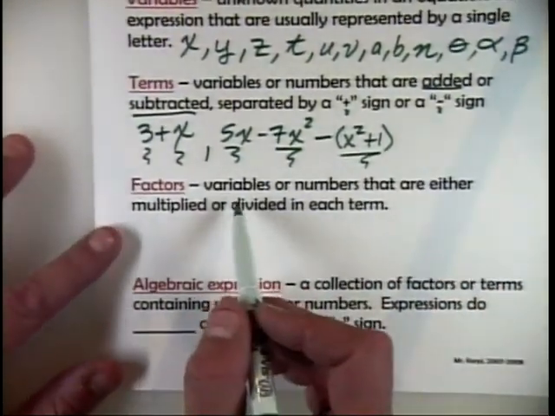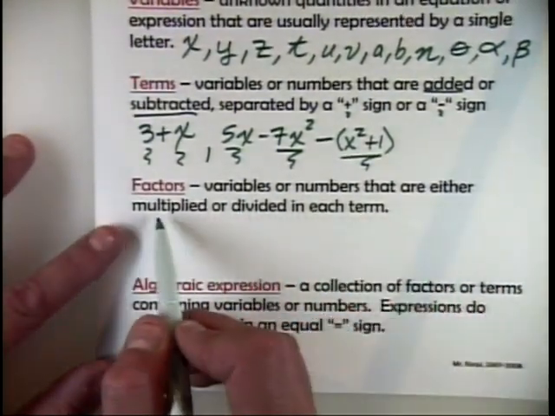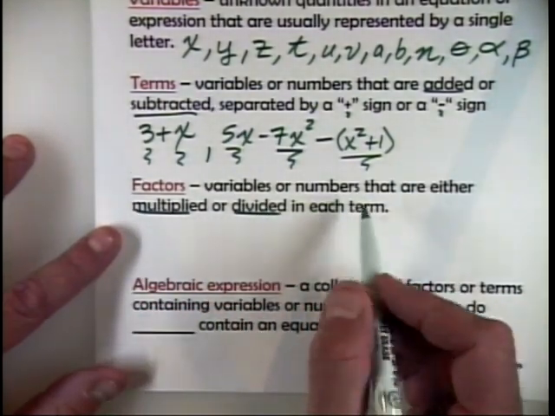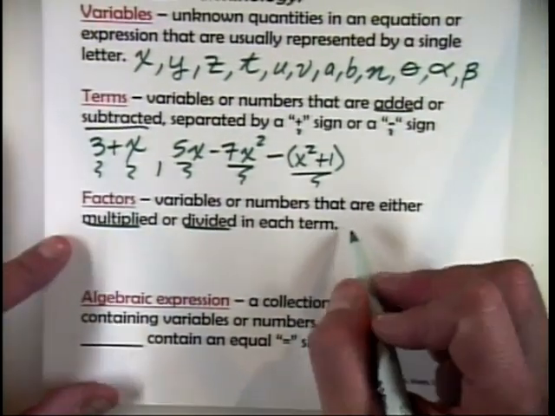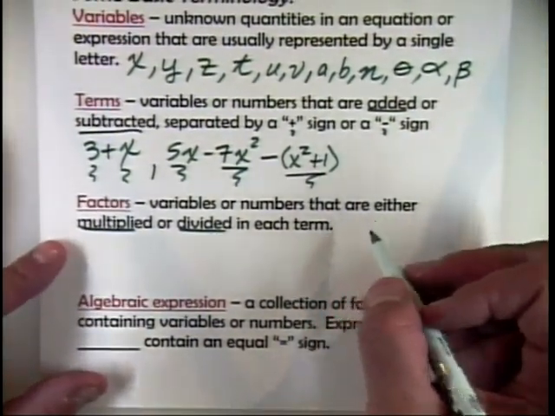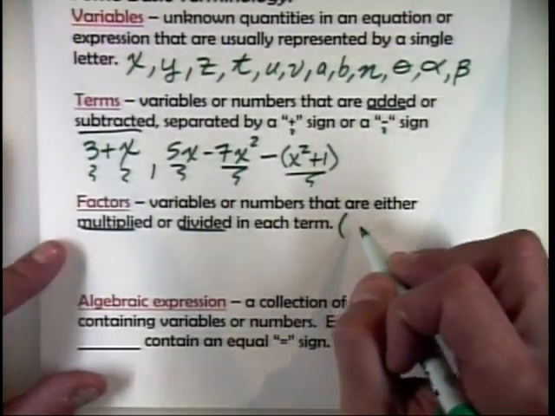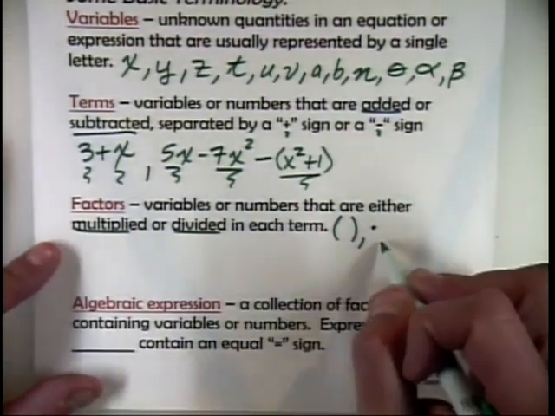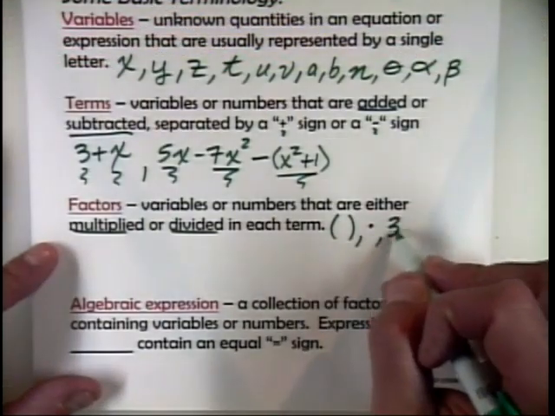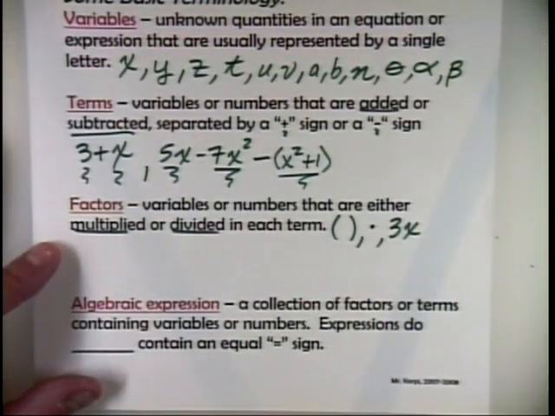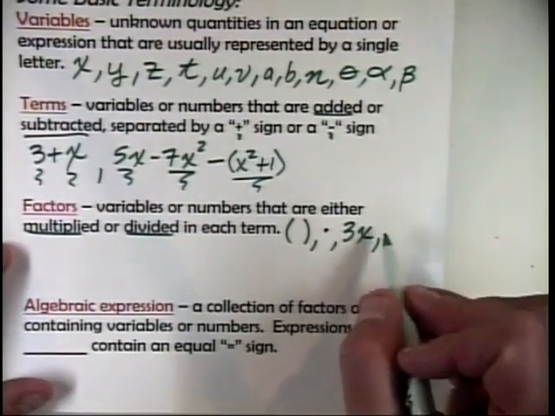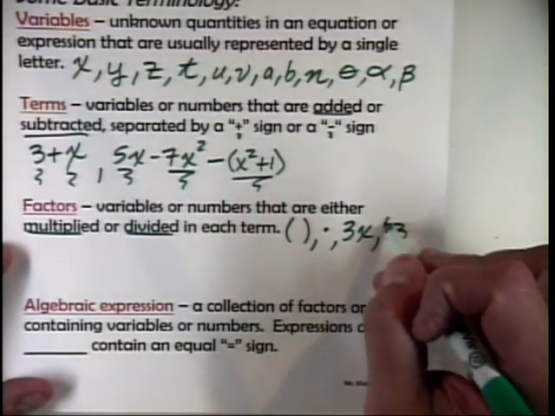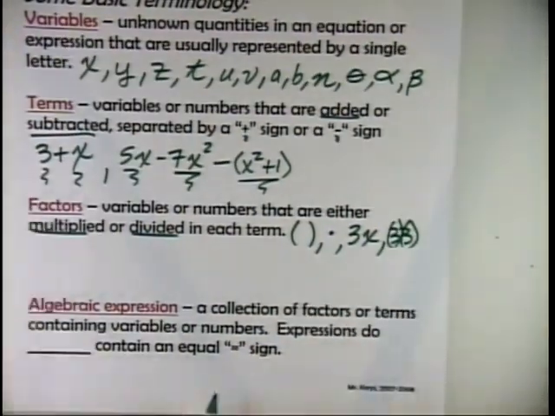Factors. Factors are variables or numbers that are either multiplied or divided in each term. That means they're separated by multiplication symbols. And we don't use the x anymore for multiplication because we confuse it with x. So we typically use parentheses, or we can use a little dot, or if it's a number followed by a variable, we can just write them side by side like that, like 3x. But of course, if we wanted to do 3 by 3, writing them side by side wouldn't work because we think that's 33. So we'd want to put that in parentheses or put a dot in between them.